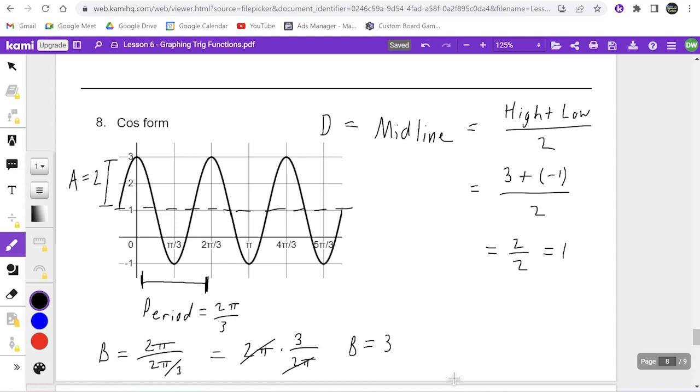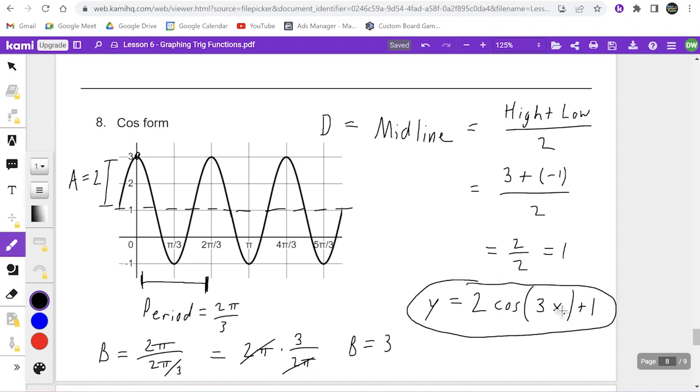So I have A, I have B, I have D is 1, and C. Now C, again, I said there's going to be no horizontal shift. You can see that here because cosine's supposed to start at the top, and we do start at the top. So we're good. There's no horizontal shift because we're already starting at the top. That means filling in my formula, y equals A is 2 times the sine, sorry, not sine, cosine of 3x, and since C is 0, I'll just ignore it. And then D is plus 1.